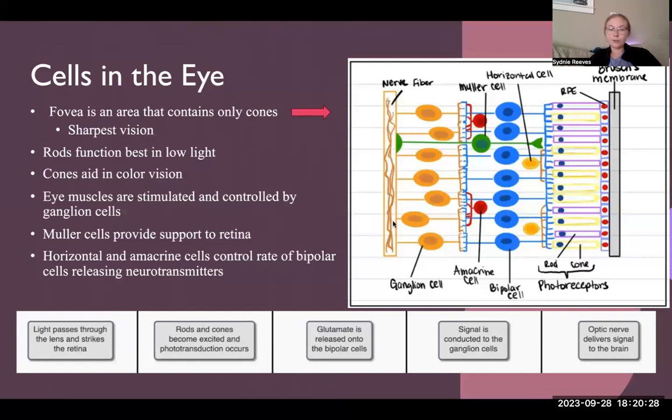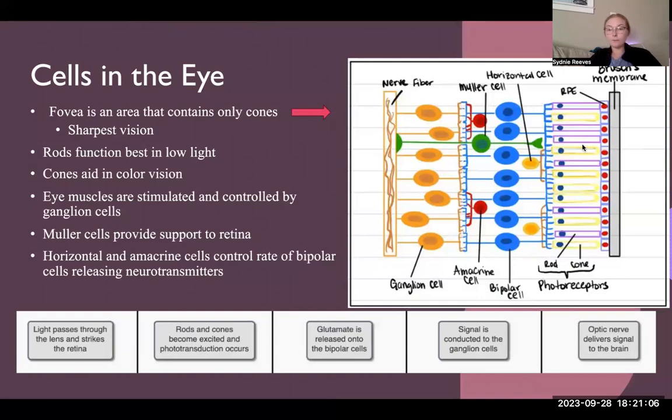So you start with your nerve fiber over here, and then you have your ganglion cell, which the muscles are stimulated and controlled by. And then they combine with these bipolar cells. The horizontal cells up here are the yellow, and the amacrine cells are the red. They help control the rate of the bipolar cells, down here the blue, because the bipolar cells release neurotransmitters. And then these Mueller cells up here, the green, help provide support for the retina.